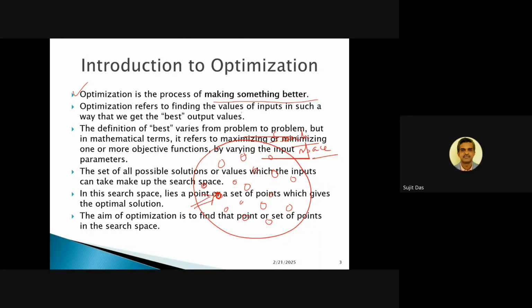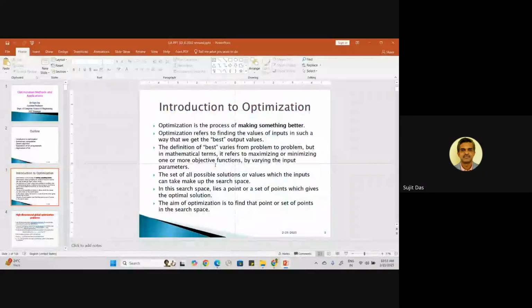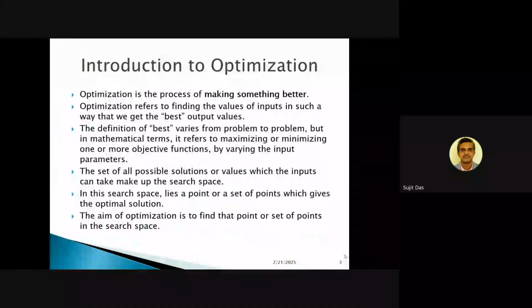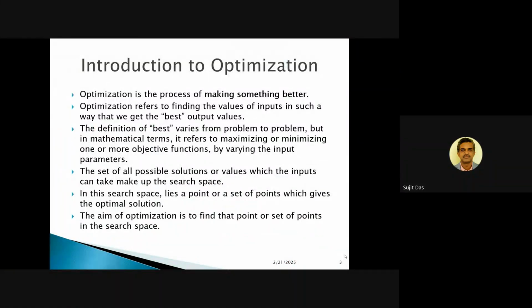Hello? Yes. Good morning. Yes, tell me. Call me after 5 o'clock. ठीक है 5 o'clock के बाद कॉल कीजिए. ठीक है.